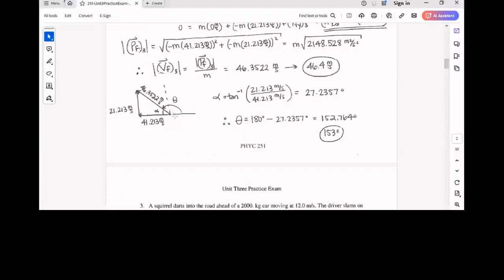So I am first setting up a right triangle so that I can find this angle alpha. That's just going to be the inverse tangent of the y component's magnitude over the x component's magnitude. So that's 27.2 degrees. But expressing that angle with respect to positive x just involves taking 180 degrees and subtracting that alpha off. That's where we get 153 degrees.